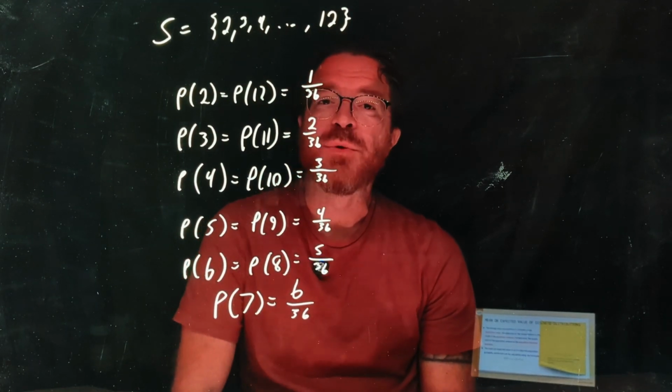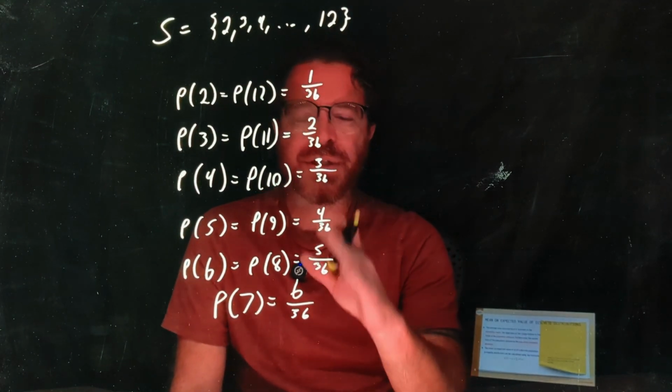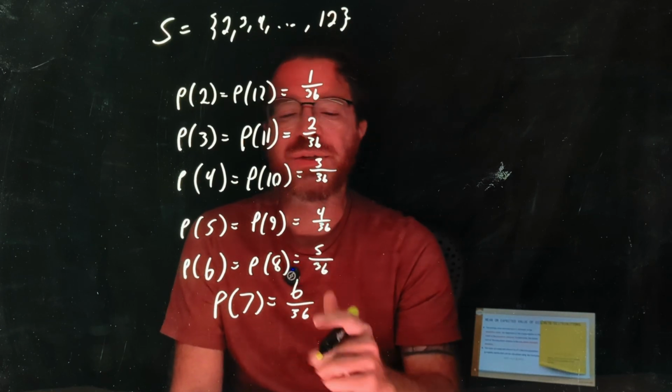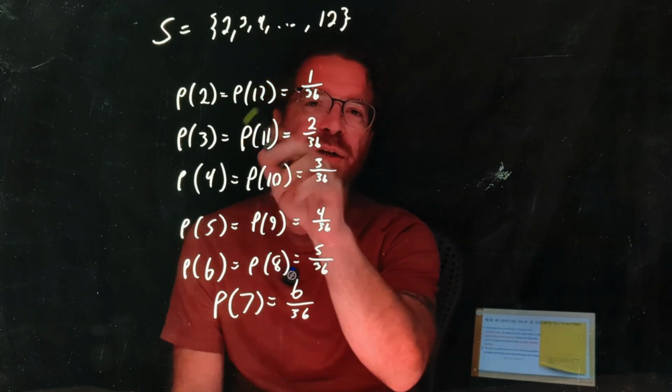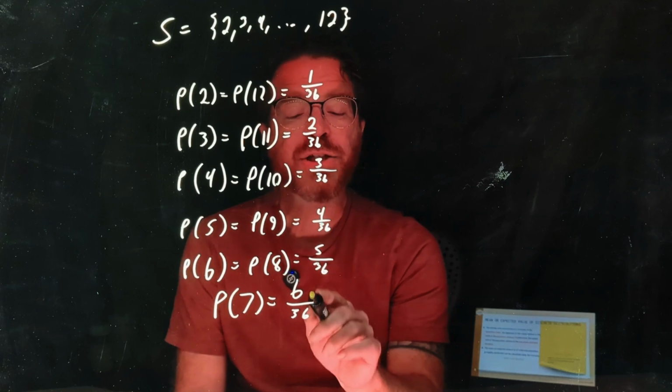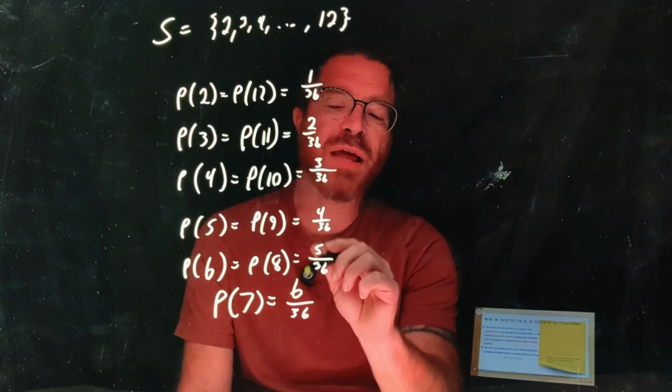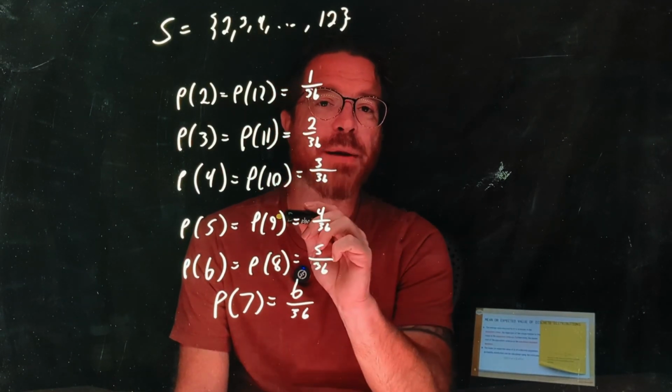Which is why, if you ever play the game craps, the first round you lose if you get a 7. And then, of course, they also have an 11 included there. But they chose this number because they know you are more likely to roll a 7 than any other number.